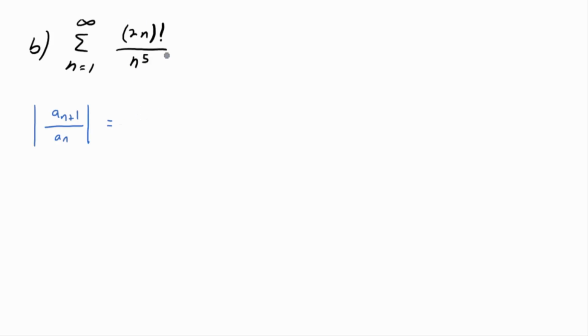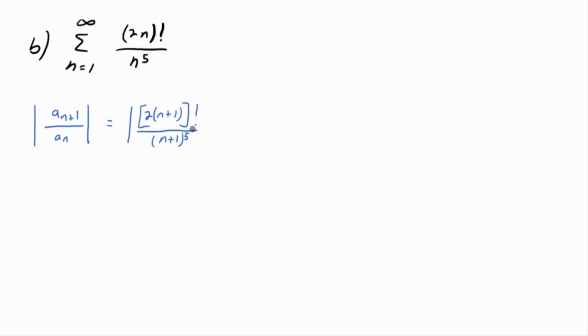So just so I get you out of here on time, I'm just going to fill in the n plus 1 wherever the n is to get a sub n plus 1. So absolute value of 2n plus 1, and then the whole thing factorial, so I guess you'd have to write it like that. Or right away write 2n plus 2 in parentheses, factorial, over n plus 1 to the 5th.